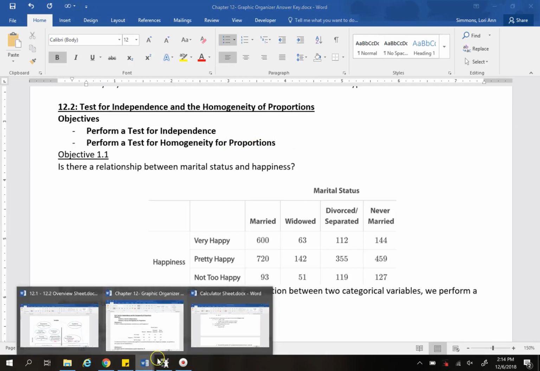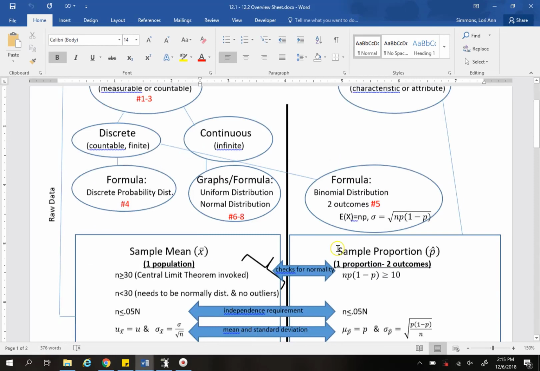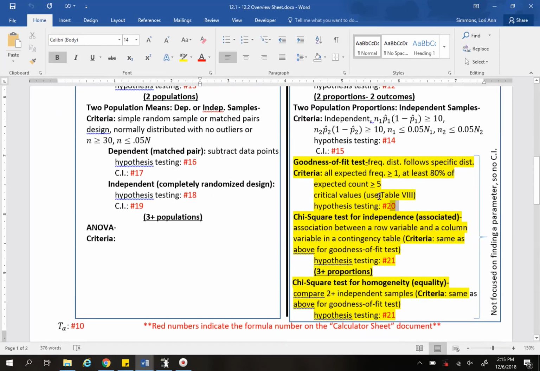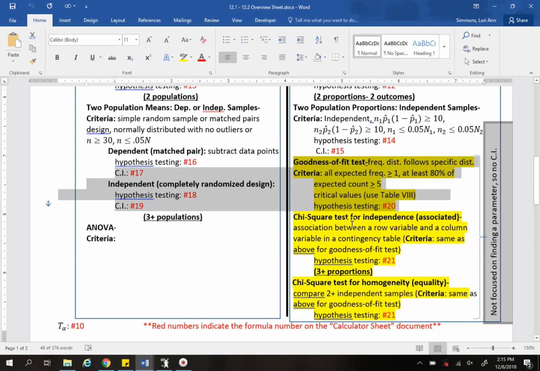Let's look at our overview sheet and see where we're at for this chapter. In 12.1, we talked about the goodness of fit test. This is to test for frequency distributions that follow a specific distribution. The following two will be covered in this 12.2 lesson. 13.1 covers ANOVA.